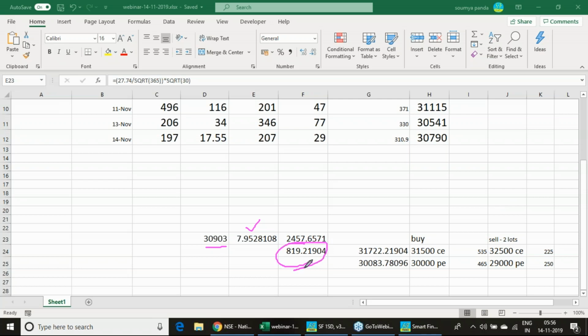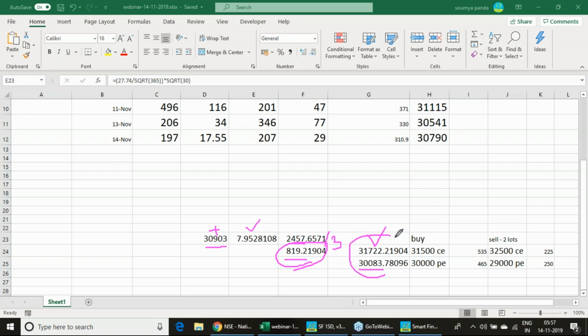Why this 1/3? Why not 1/5? Why not 1/10? Three cycles. Every trend has a three cycle movement. Elliott wave has three cycles of corrective patterns and five cycles of impulsive pattern. So we divide it by 3 and take 819 points. I am adding 819 to 30,903, getting 31,722. I am subtracting, I am getting 30,083.